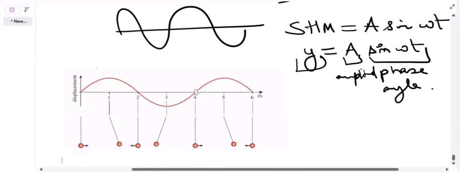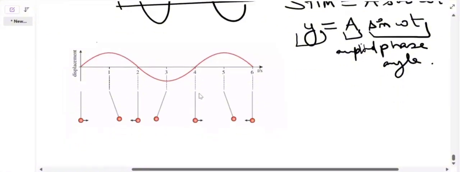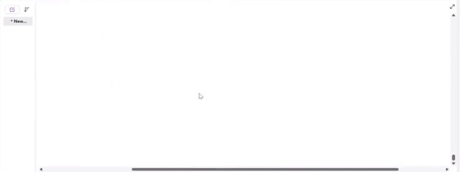Clear? Yes, ma'am. Let's come to the fourth second. Again, it has come to the start position. Any doubts? No, ma'am. Okay. Now, after this, we have the equation of SHM, which I had already explained to you.